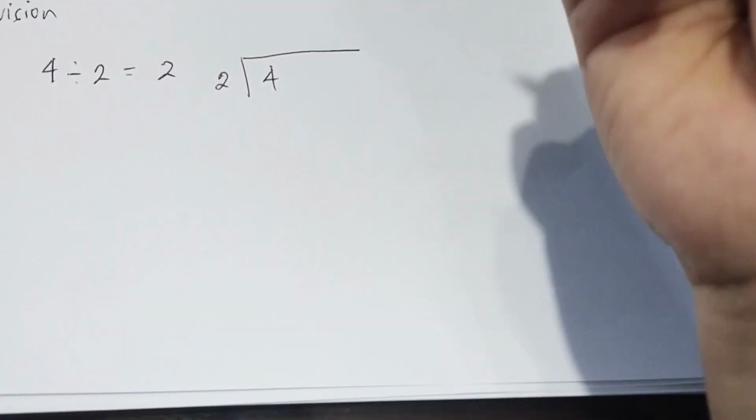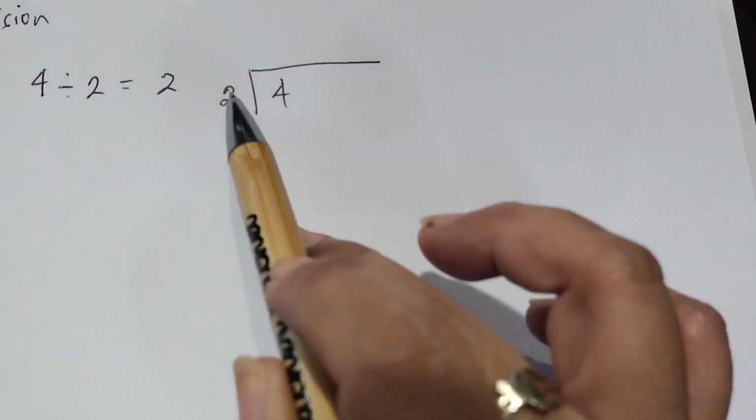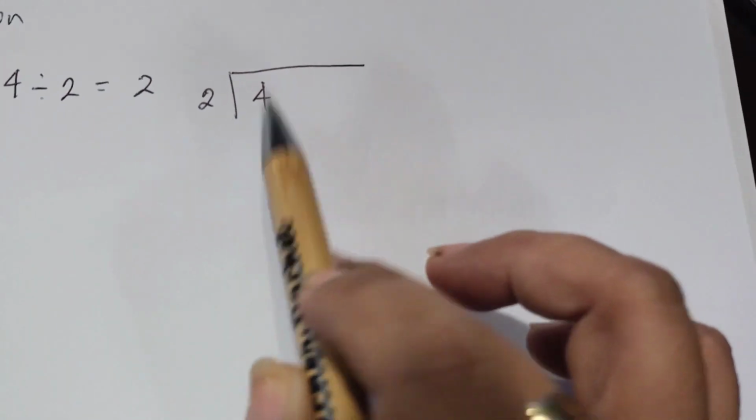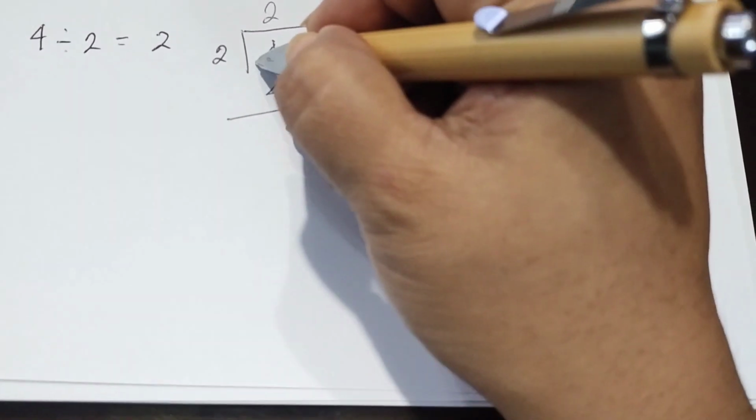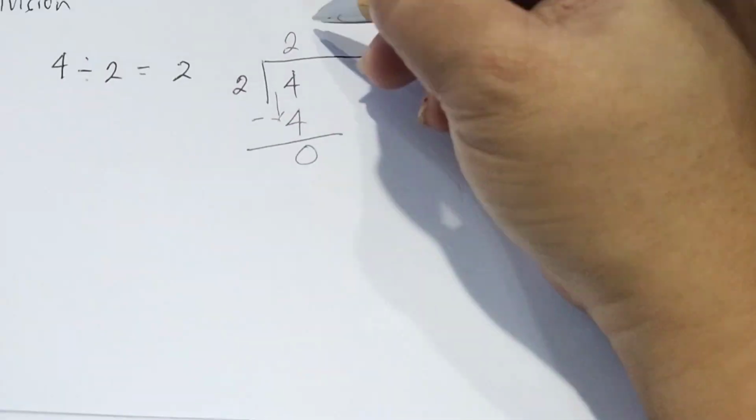Okay, so it's always the bigger number inside, and this one. So that's how we do it. So 4 divided by 2, how many 2's are there in 4? You say 2, and you go down. 2 times 2, that's 4. And when you go down, the next is subtraction, that's 0. So your answer is this.